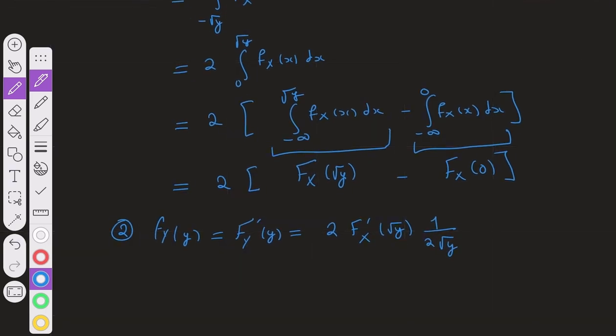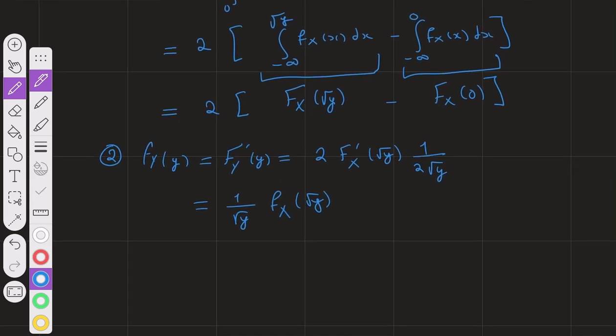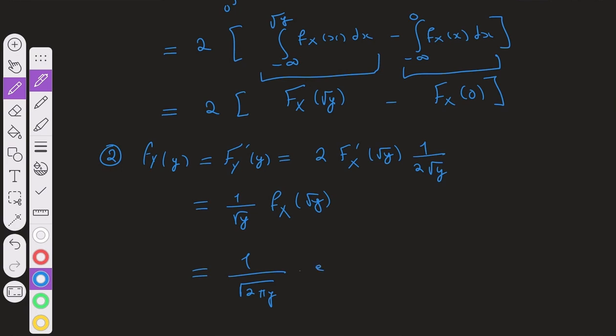And then you observe that this will leave us with 1 over square root of y times the density function evaluated at square root of y. But we know what the density function is, so we can just plug in, and we see that this is 1 over square root of 2 pi y times the exponential of minus y squared over 2. If we plug in square root of y in f, this is what we get.